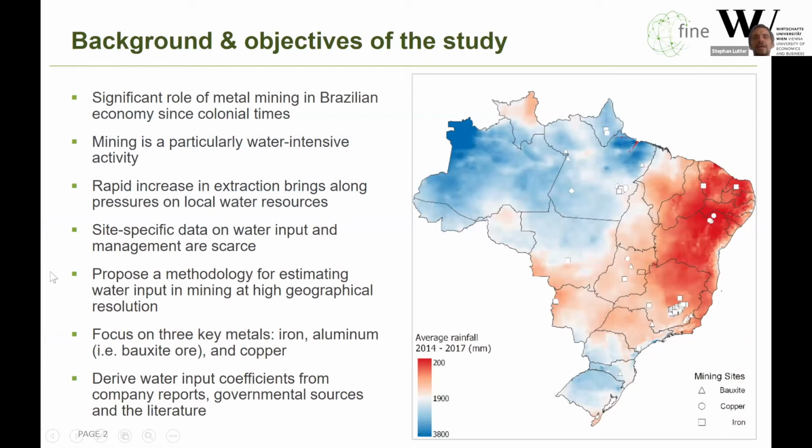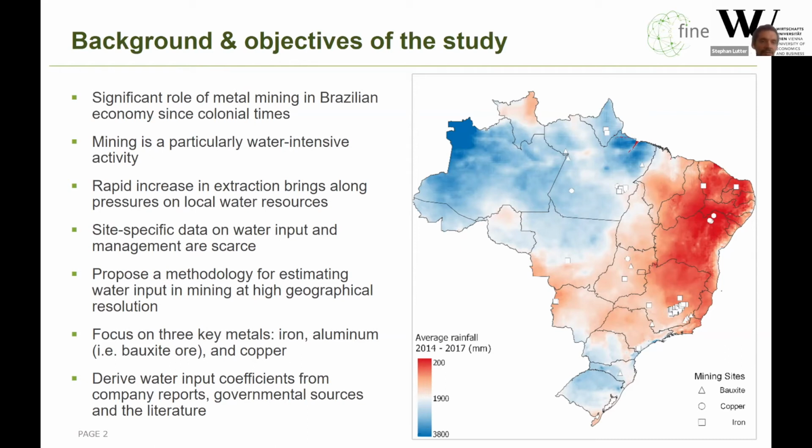So just to provide a background, as we have seen already in the previous talks, mining plays a really significant role in the Brazilian economy. And this has been the case since colonial times. Mining is also a particularly water-intensive activity. Having said so, in comparison to other sectors, the amounts of water are perhaps lower, but the local impacts are similar or even larger than in other sectors.